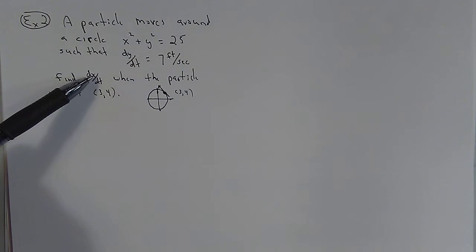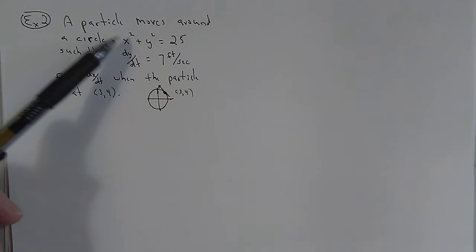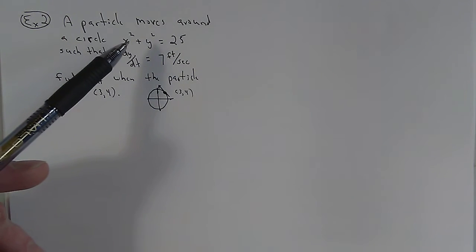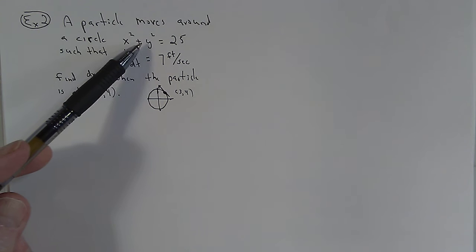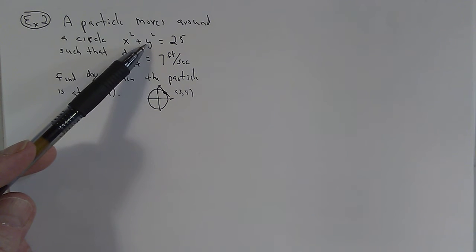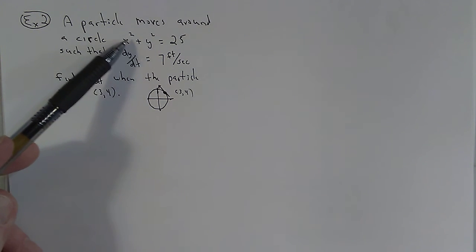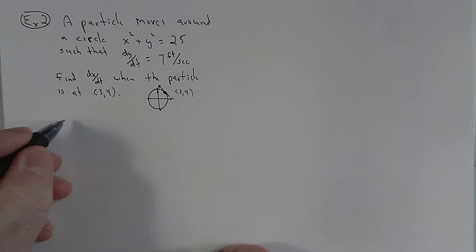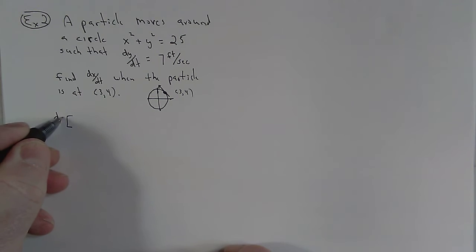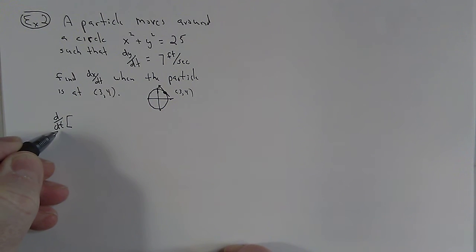So I need an equation that relates x with y, and it's the equation of the circle. I'm going to take that guy's derivative. Now you should always think to yourself, are x and y changing over time? Is the position (x, y)? Yes, it's moving around the circle. So take the derivative with respect to time.